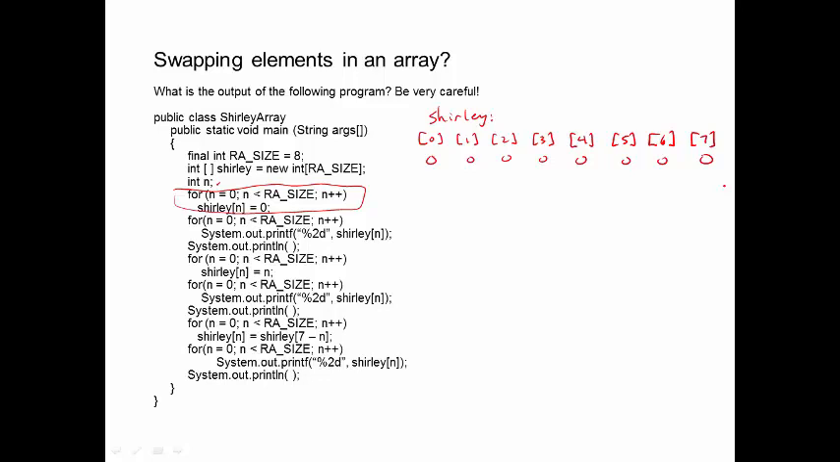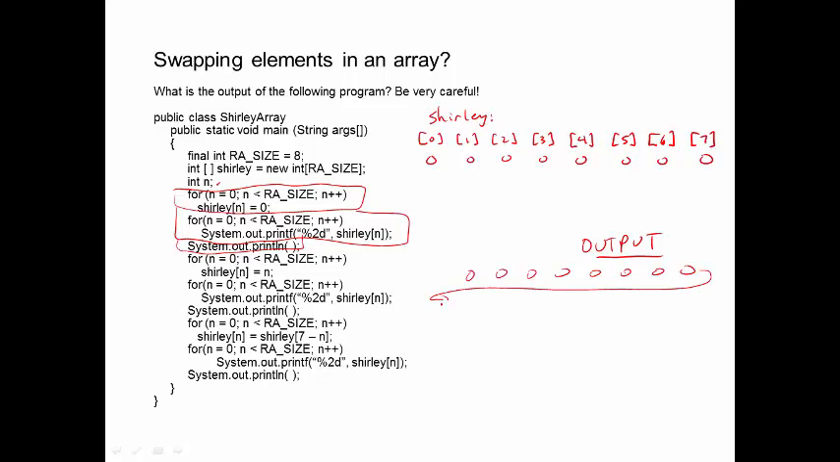Then the next for loop, also a one-liner, is going to traverse the Shirley array again and print out the contents of Shirley on a single line with %2d, two-space fields. So space 0, and so on until all of the contents of Shirley are printed out on the same line. Make sure I count correctly. I think that's 8 zeros there. The next line of code is just println with empty parentheses, which sends the output cursor to the next line.